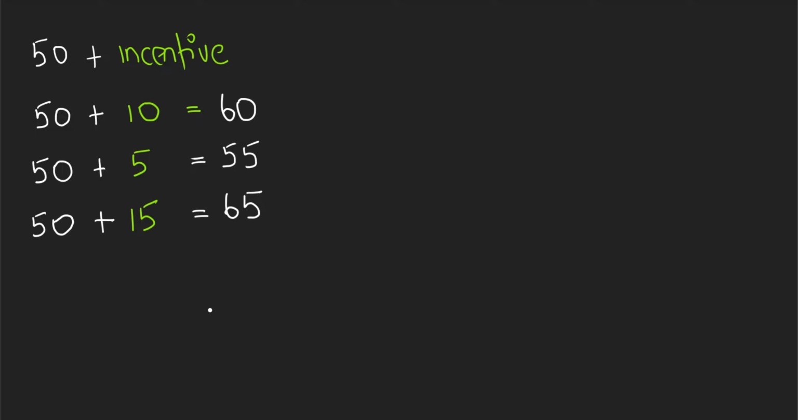So he gets 65 ringgit on day 3. Now, you can see that there is a pattern emerging here. The 50 that he receives is fixed. Okay, it does not vary. He comes to work, he washes the cars, he gets 50. It does not matter how many cars he washes in that day, he still gets the 50.